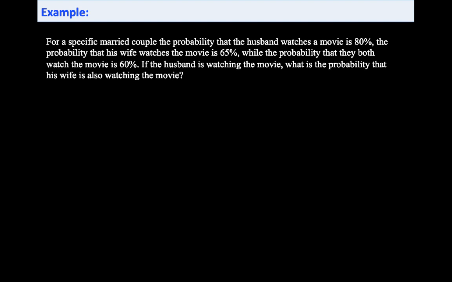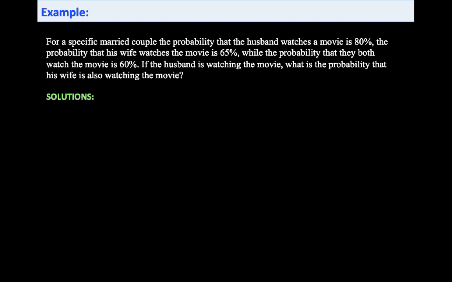Example. For a specific married couple, the probability that the husband watched a movie is 80%. The probability that his wife watched the movie is 65%, while the probability that they both watched the movie is 60%. If the husband is watching the movie, what is the probability that his wife is also watching the movie?